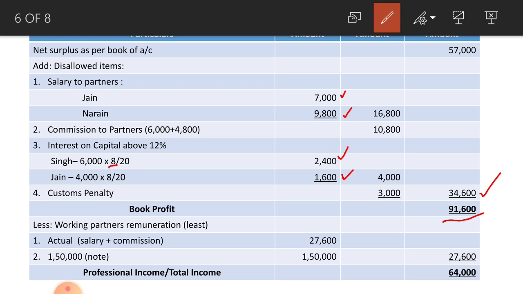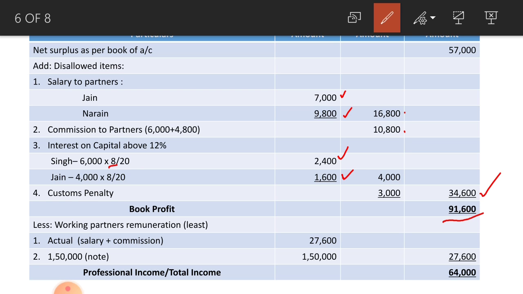From this you have to deduct working partners' remuneration, because working partners' remuneration is an allowed item to calculate professional income. You already added that thing. Now we have to reduce that much of profit, because they are allowable. They are actual expenditure to the firm. That is why you are deducting working partners' remuneration again. Here all three partners are working partners. That is why what you added first, now we have to deduct. That is actual remuneration, salary plus commission. The total of those two things, that is 16,800 and 10,800, amounts to rupees 27,600.